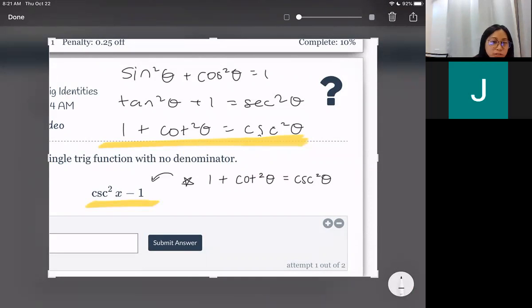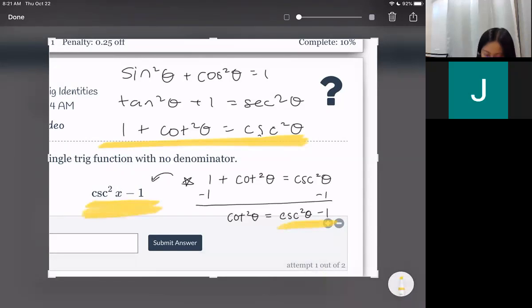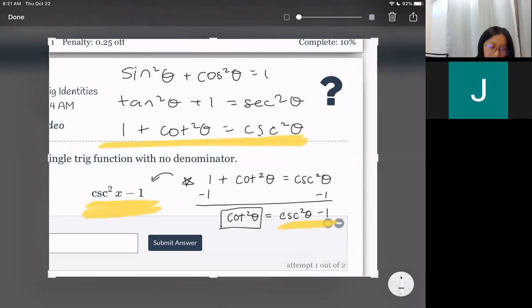So we want a cosecant squared minus 1. How can we do that? Well, we have a 1 on this side, so I'm going to subtract it, so it's over with the cosecant squared. Then we would get cotangent squared theta equals cosecant squared theta minus 1. Now we have forced it to look like this. They are the same now. So our answer will be cotangent squared theta. Okay, any questions on this one?